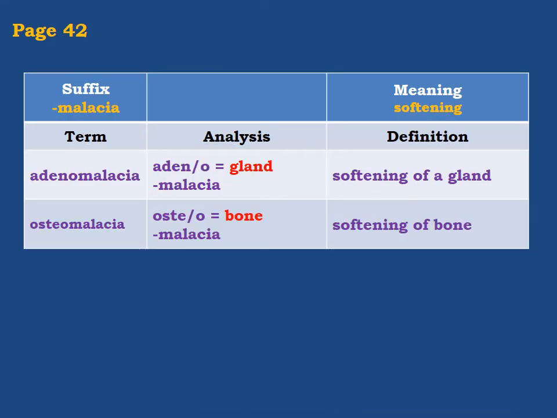The next suffix is malacia. Sometimes they pronounce it differently. It means softening, when a certain organ in the body becomes soft. So, the first term, adenomalacia, and adeno, you have taken that before, which means gland. The meaning, we have to start with the meaning of the suffix, softening, softening of a gland.